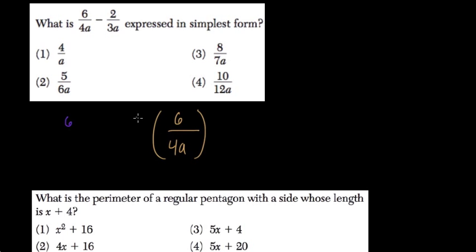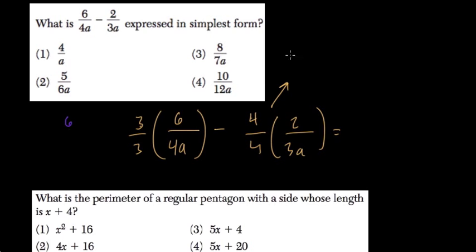So multiply numerator and denominator by 3, effectively multiplying by 1, minus 4 over 4, right? So 3 over 3, times 2 over 3a, because we want to get 12a. Then we get 3 times 6, which is 18 over 12a. And then this is also over 12a, minus 4 times 2 over 12a, or 4 times 2 is 8. So 18 minus 8 is 10 over 12a.